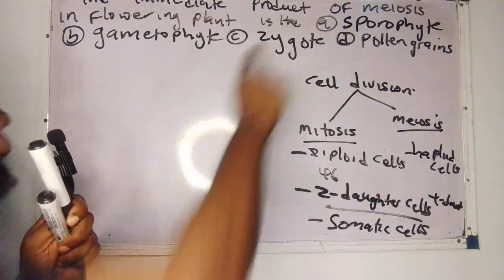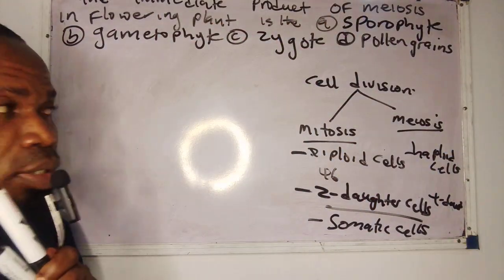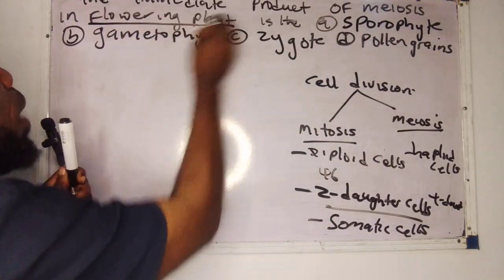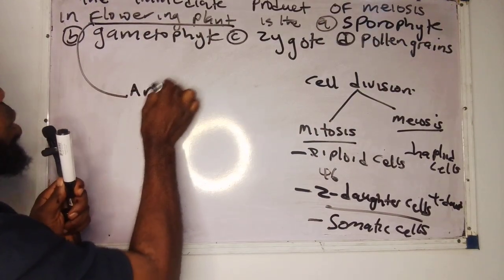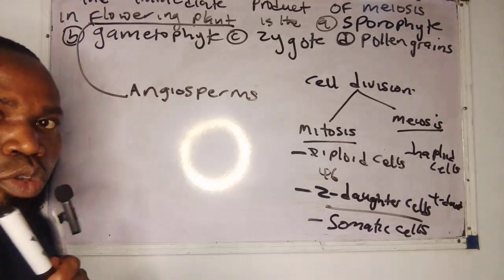Now let's come back to our question. The immediate product of meiosis. Now in flowering plants, please, flowering plants are regarded as angiosperms. You should not confuse it with gymnosperms.